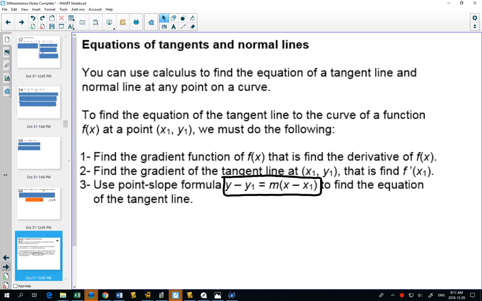Equations of tangents and normal lines. Do you know what a normal line is? We know what a tangent line is. What's a normal line? Is that something you've taken in physics?